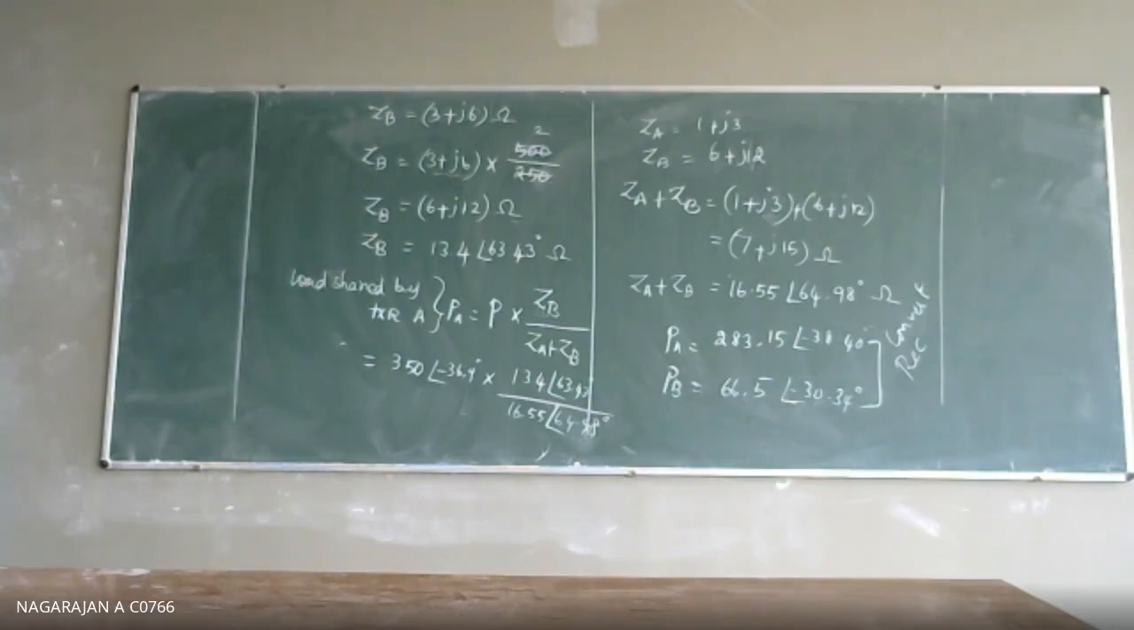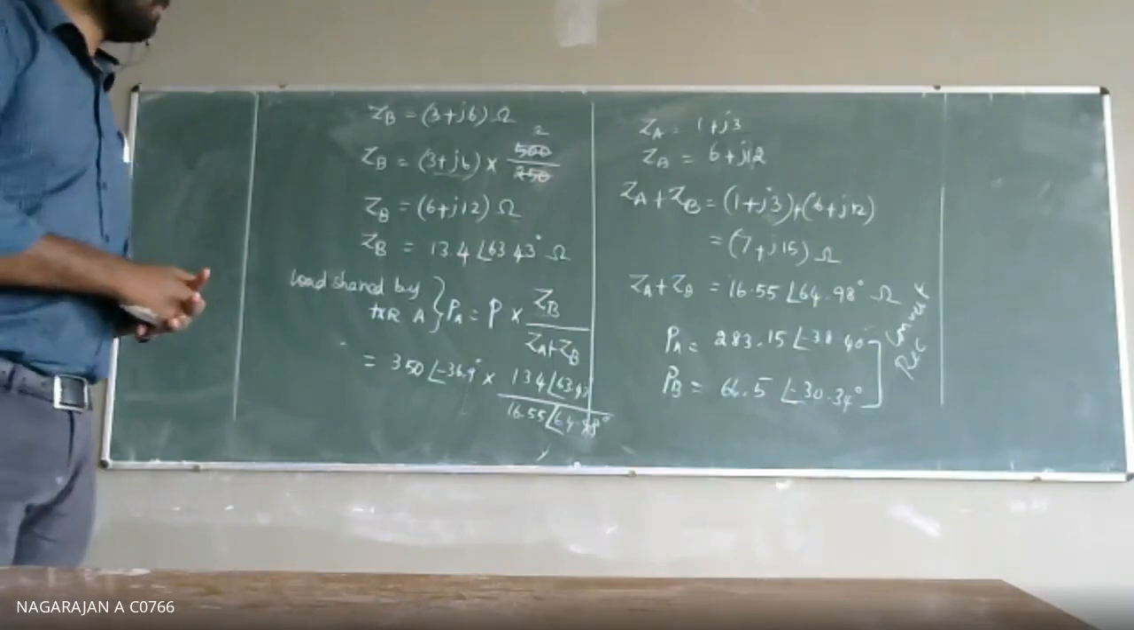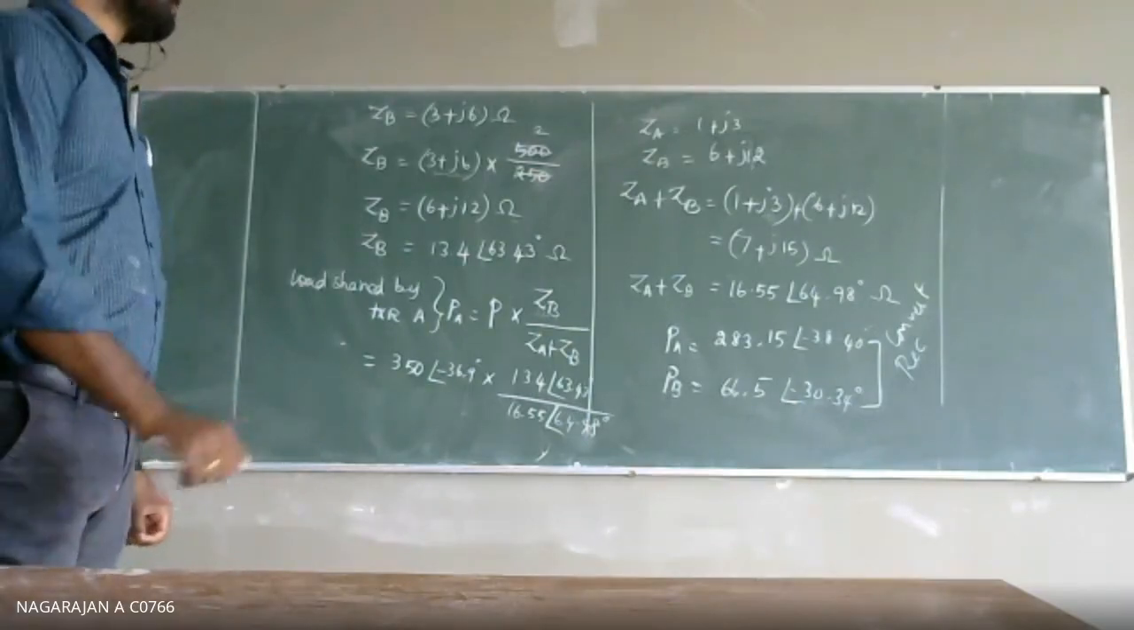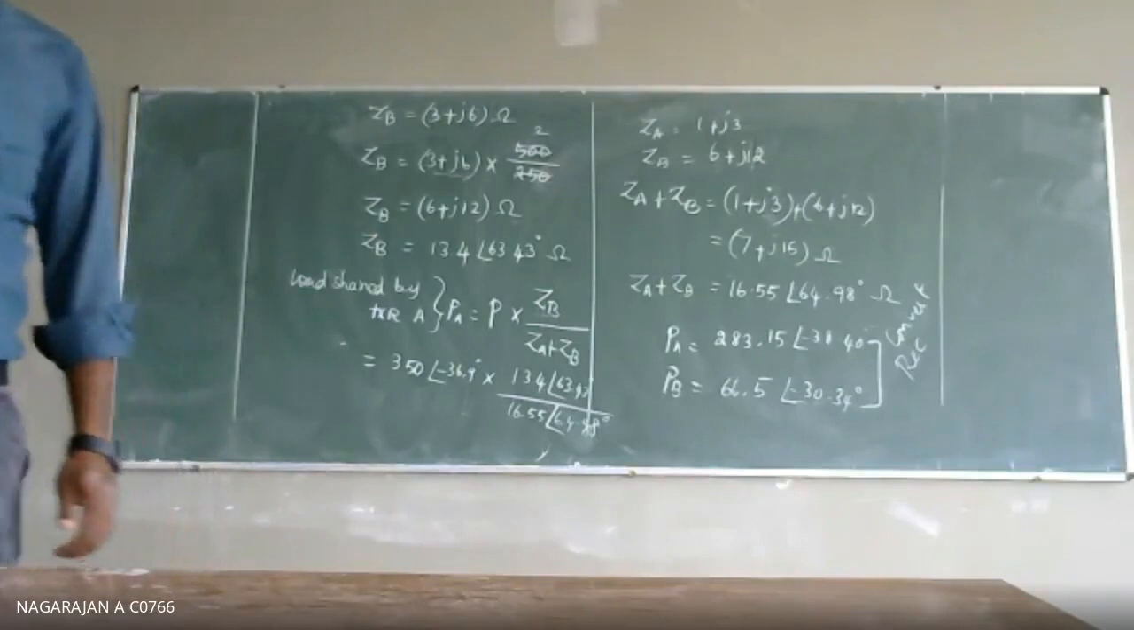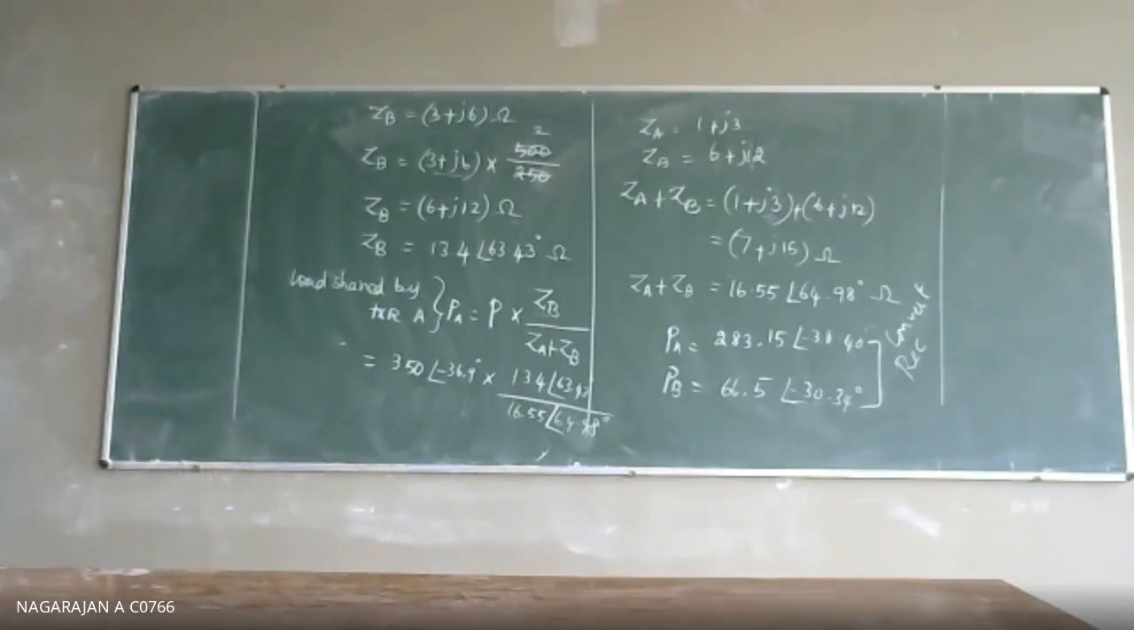So this is the final answer. The load shared by transformer A is 283.15. The load shared by transformer B is 66.5. And at last, don't forget to put the unit of them. So with this, we will close today's session.